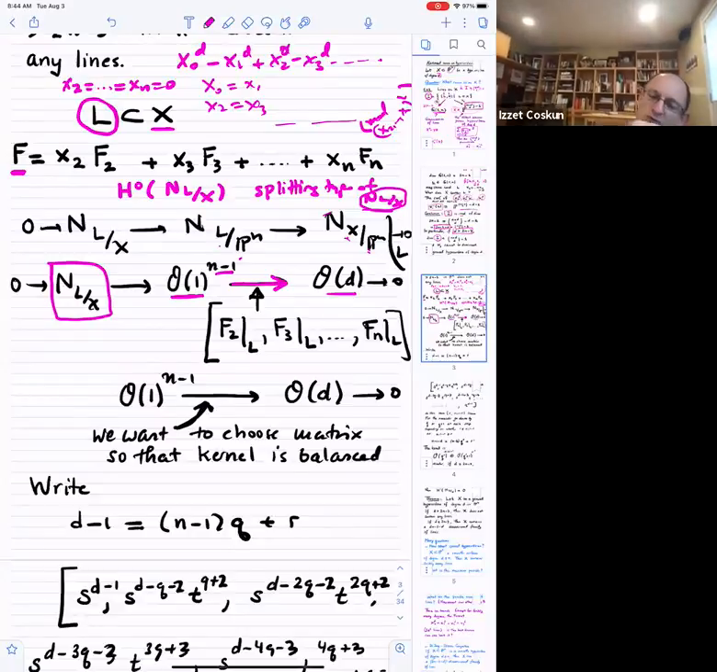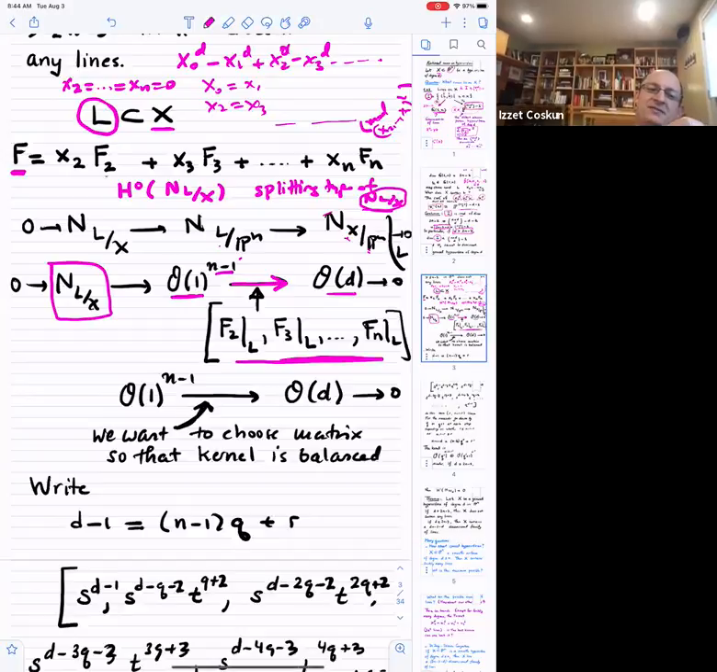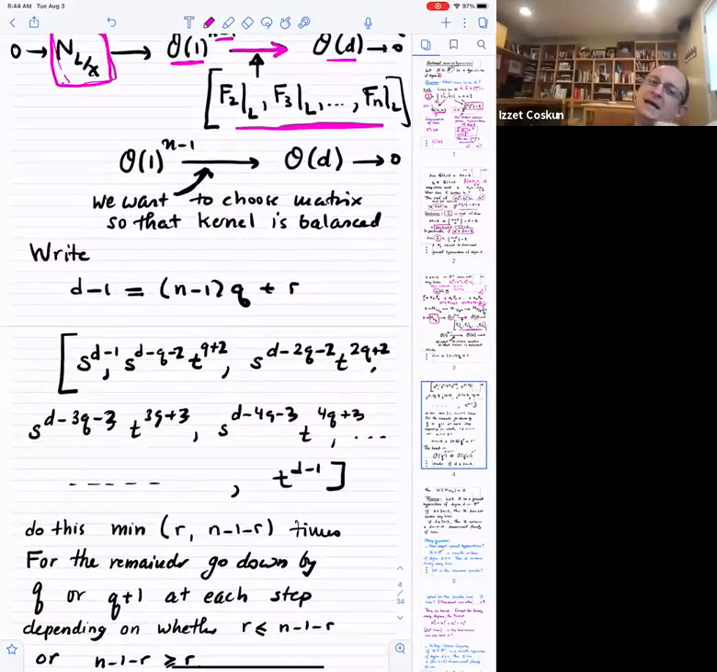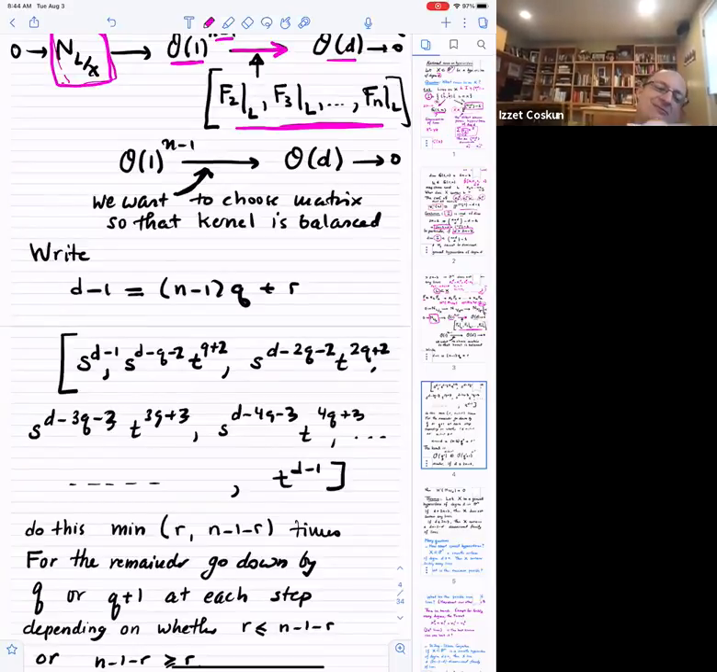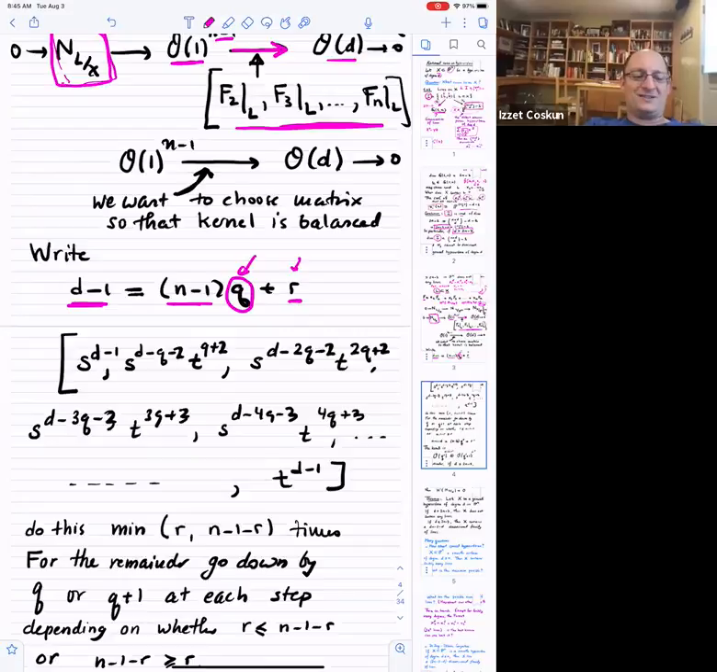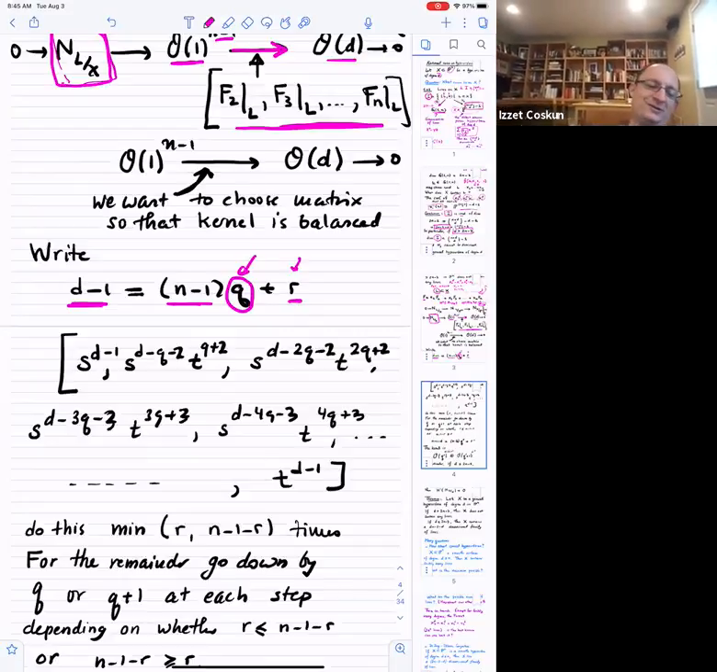So now what we need to do is make sure that if I choose sufficiently general f_2, f_3, ..., f_n, then this normal bundle is balanced. And you know how to do that from last time. What we need to say is that the relations among these entries are what you think they are. So you take d minus 1 and divide it by n minus 1, say that there is a quotient q and a remainder r. As usual, this is by the Euclidean algorithm. So r is less than q and bigger than or equal to 0.